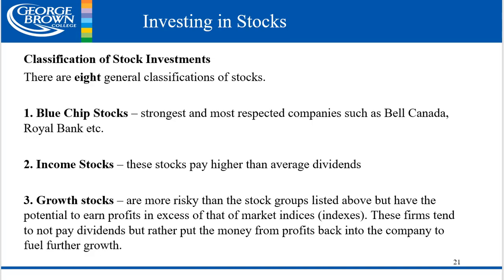That's easy to do. Another classification is growth stocks. These are in general more risky than the stocks listed above, but have the potential to earn profits in excess of that of the market indexes. So growth stocks are typically, a good example would be technology companies. And in general, on average, growth stocks do not pay dividends because they're growing so much, they're retaining their earnings and reinvesting them into the company.